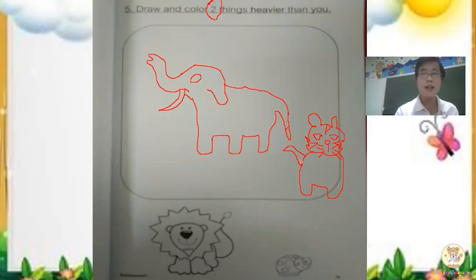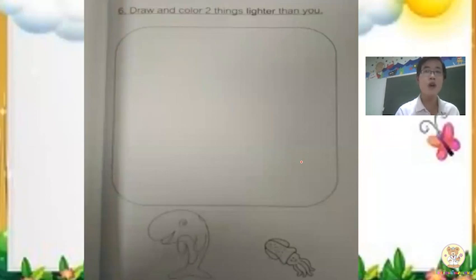And then if you finish drawing two things on this page, let's move to another page, number 6. Draw and color two things lighter than you. So right now you need to draw two things that are lighter than you. Maybe you can draw a cat or a dog, right? You can draw a cat or a dog over here. And then you color the pictures that you finished drawing on this page.